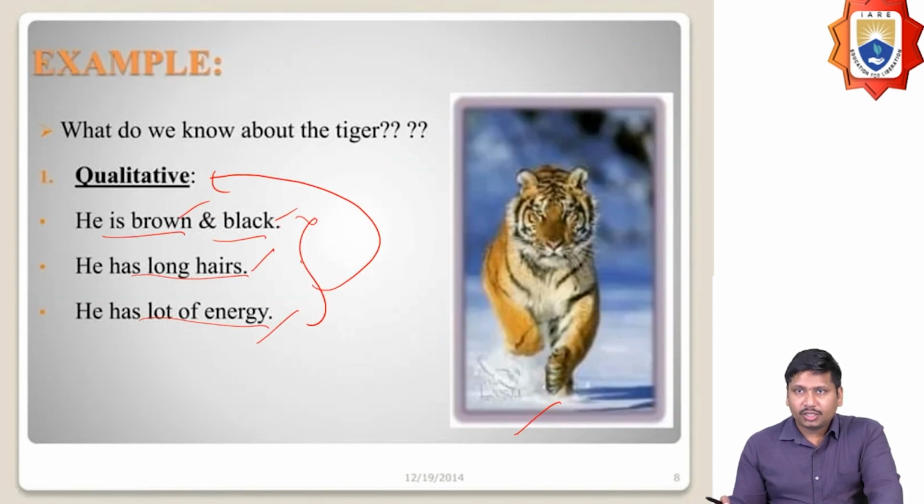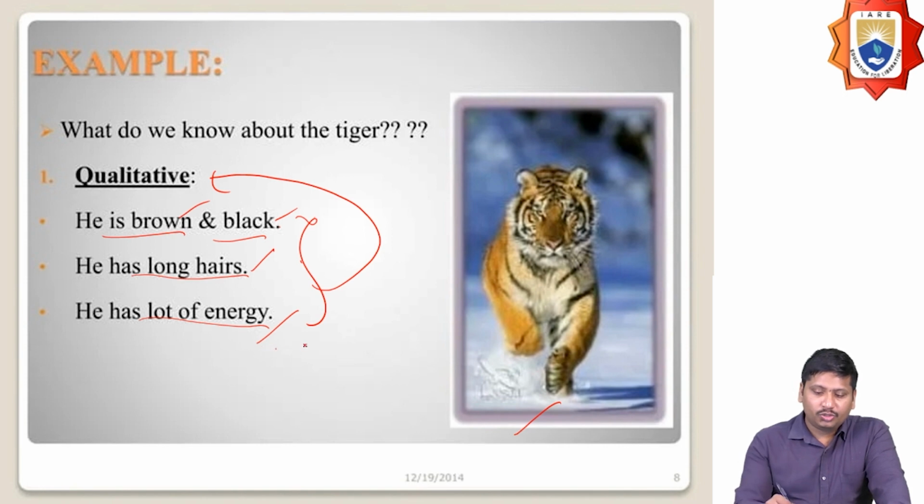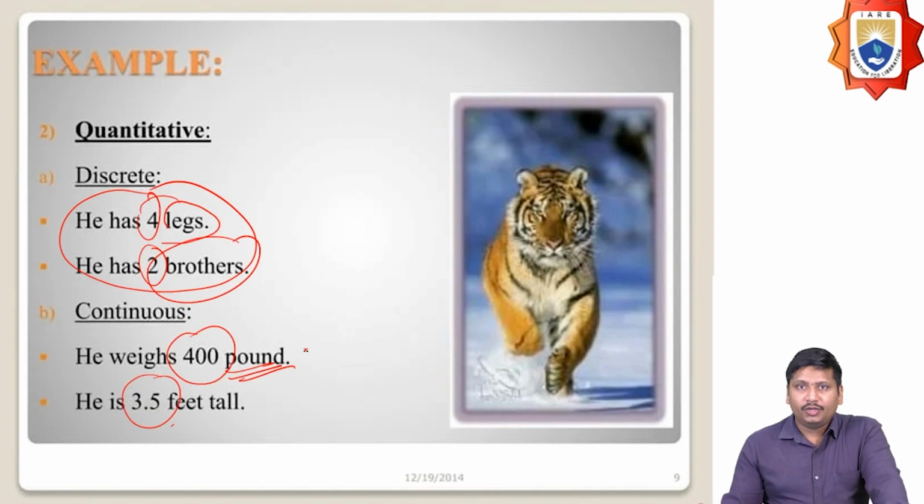So by seeing this picture also, I can understand what kind of data I'm getting here. If I'm going to write this as brown or black, it should have long hairs and a lot of energy like this. So this is the descriptive one, so it should come under the qualitative one.